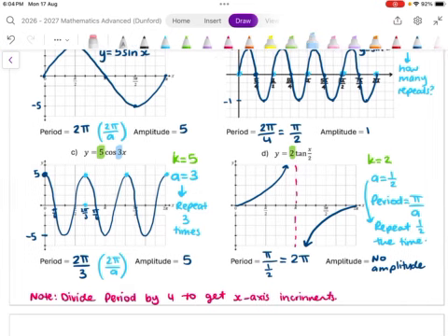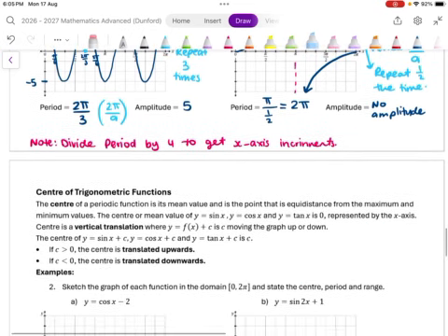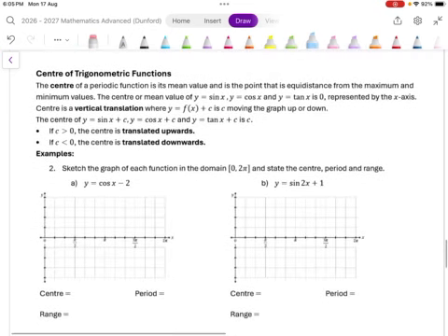Oops, and I forgot to highlight how we got our a, which is a half. Okay, that is our period and our amplitude. Now we're going to look at the center of our trigonometric functions.